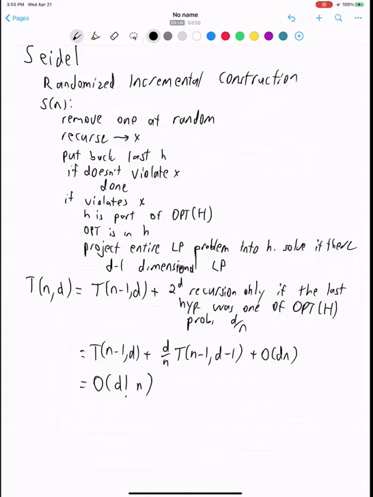So you have a smaller recursion with probability d over n, but how do you actually analyze this? You mean how do I figure out that the solution is d factorial n? No. I mean, you can't write T of n minus 1 comma d plus d over n times... Oh, I can actually. This is an expected running time. Okay.